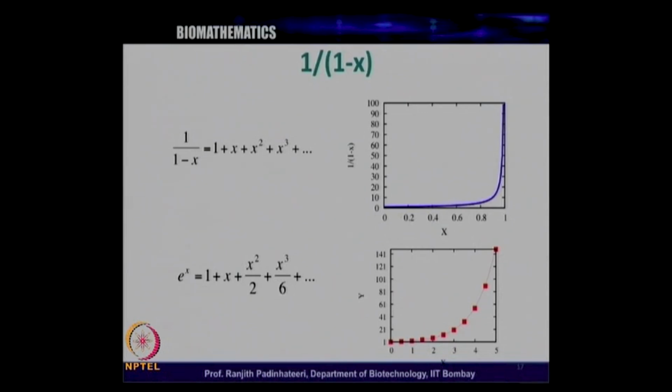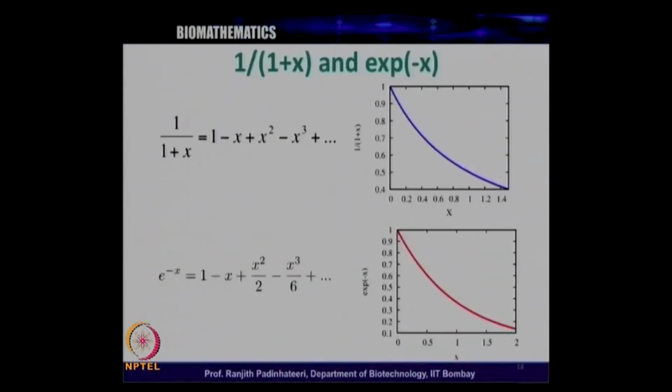Similarly, you could also think of a function which is 1 minus x plus x square. Let us have a look at the next slide. 1 minus x plus x square minus x cube and so on and so forth. This function is called 1 by 1 plus x. This looks very much like an e power minus x.